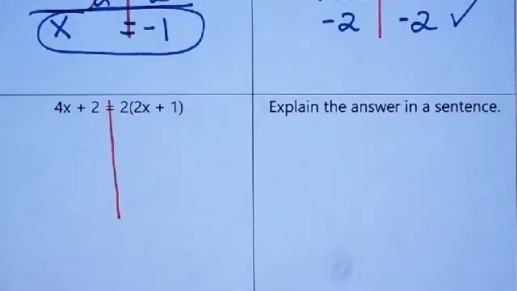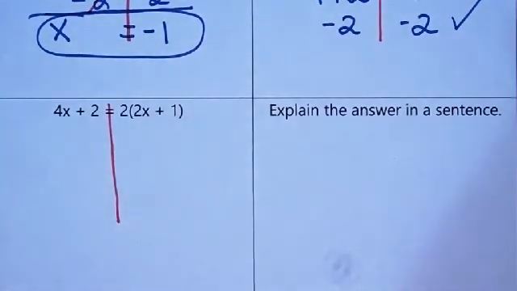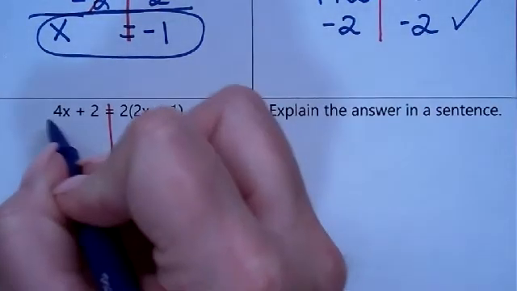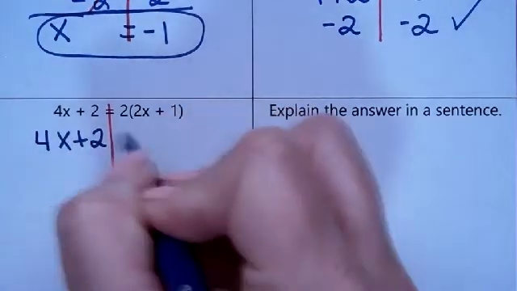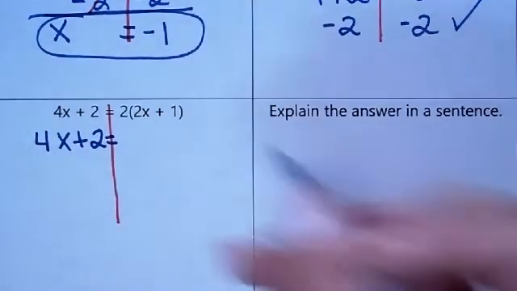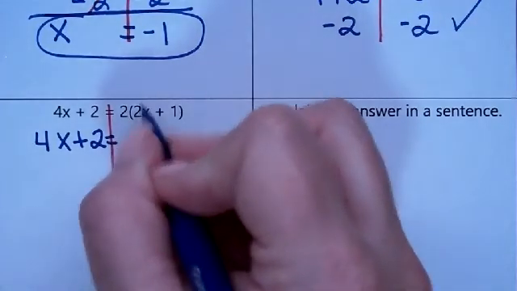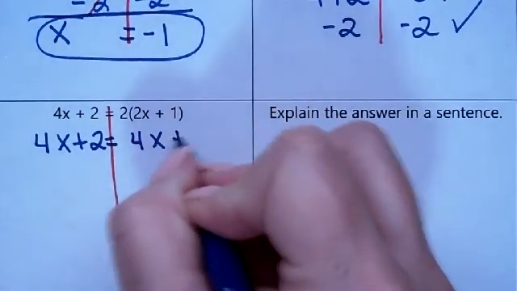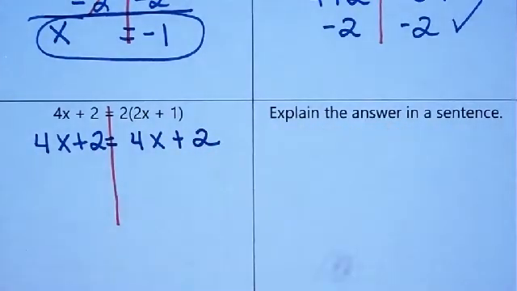Okay, now I see parentheses. This time the parentheses are on the right side, but that's okay. I still have to do the distributive property. So I'm going to just bring down my 4x plus 2 because I'm not doing anything with that right now, am I? My parentheses are on this side. So now I'm going to do 2 times 2x, which is 4x, plus 2 times 1 is 2.